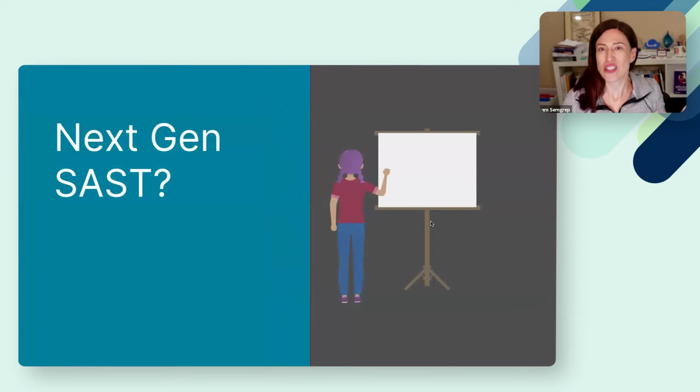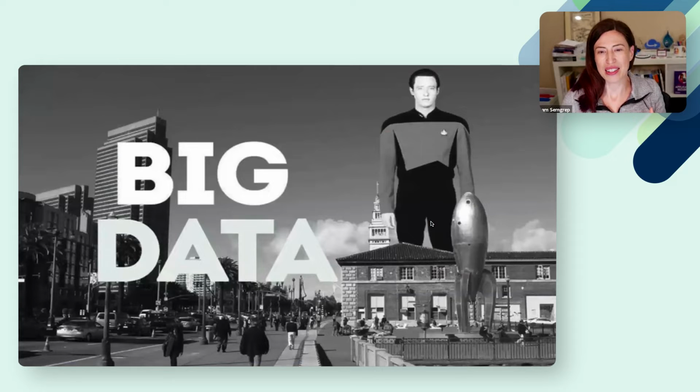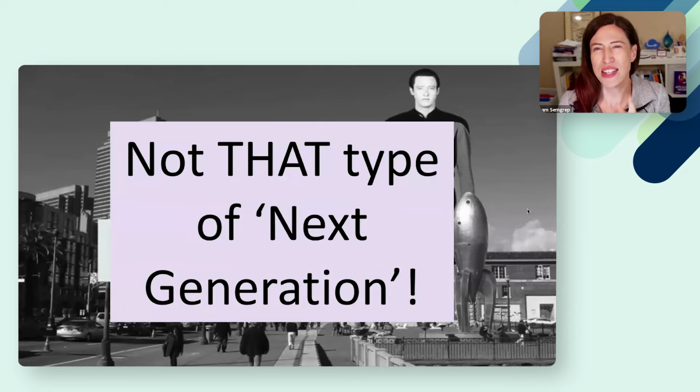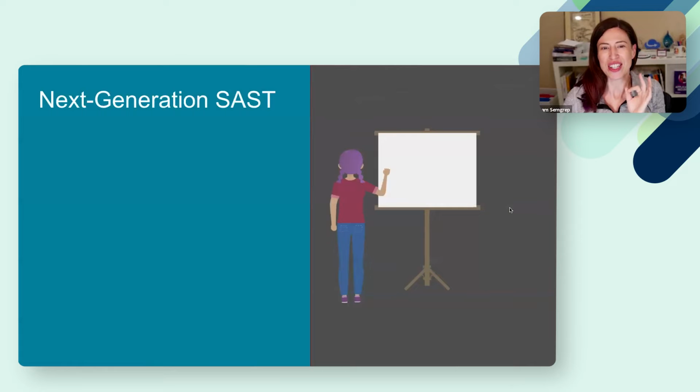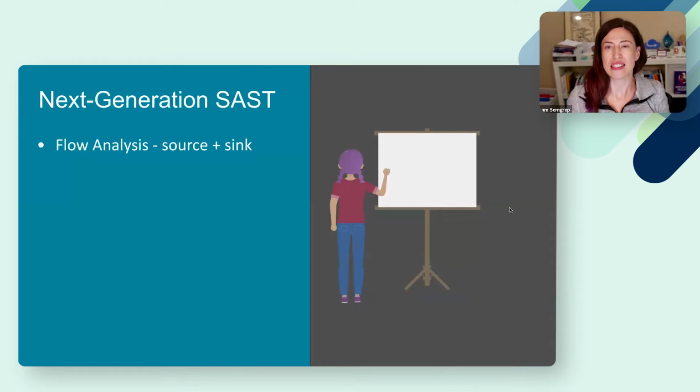Okay, so what is next gen or second generation SAST? So big data. Oh, no, Tanya, not that type of next generation. Let me explain. I'll try again. Next generation static analysis finds bugs not with symbolic execution. Instead, both do flow analysis.